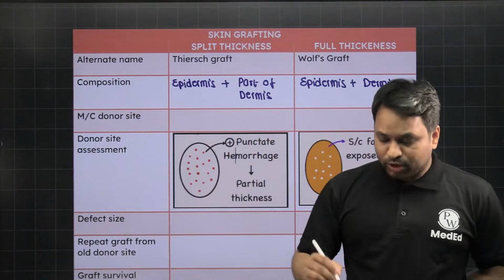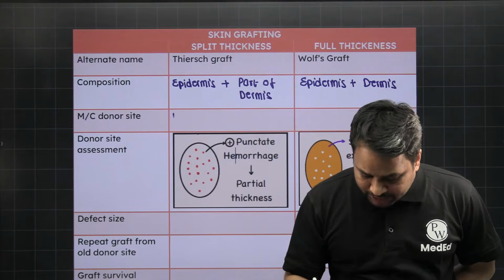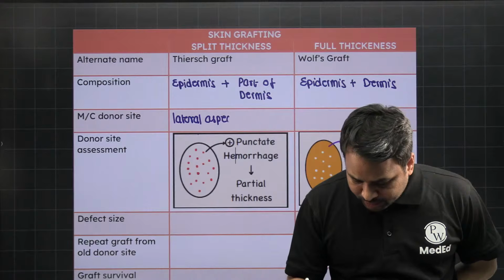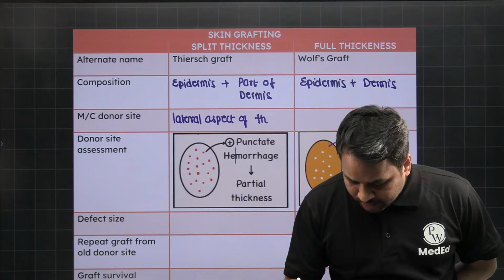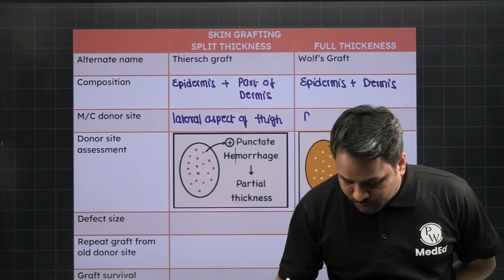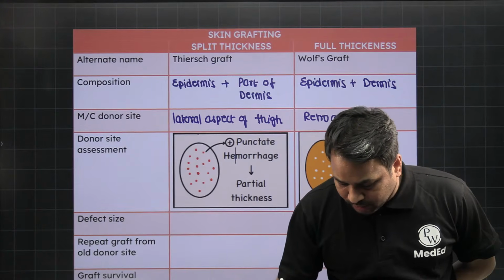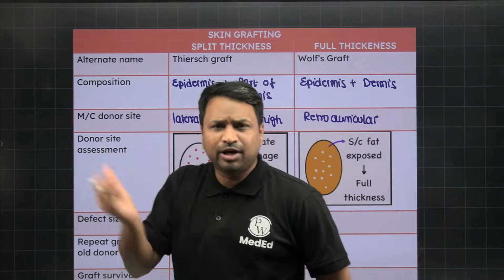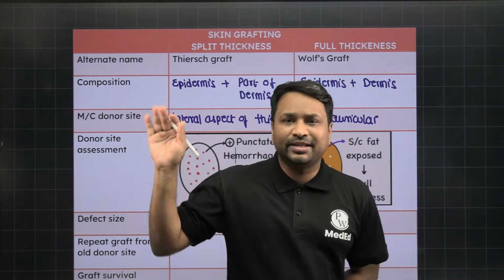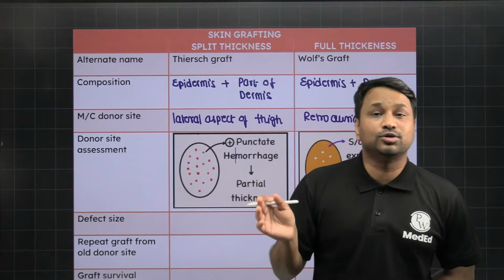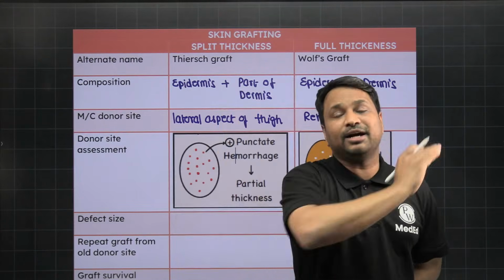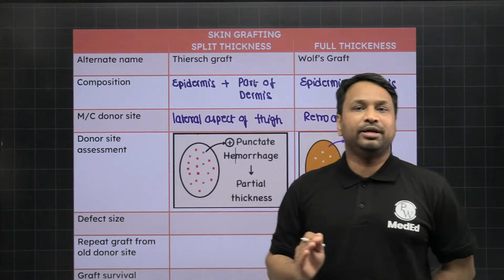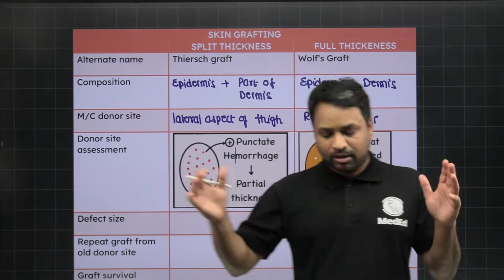What is the most common donor site? For Thiersch, it is going to be the lateral aspect of the thigh. Wolfe's, which is full thickness, is usually taken from behind the ear, retroauricular. I hope everybody knows the reason: split thickness skin graft regrows back. There is no permanent defect. There is no scar at all. So you can do regrafting also. In a full thickness skin graft, when you take the graft from the donor site, that donor site will have a scar and you cannot take a repeat graft. Hence, it is not possible to take a bigger graft from there.